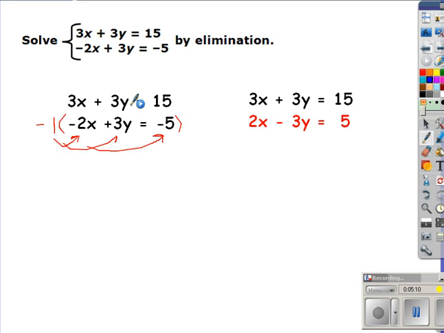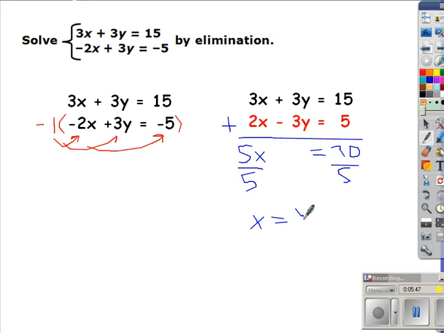And what that ended up doing for me is when I add these together, 3x plus 2x ends up equaling 5x. 3y minus 3y, well, that's 0. Now I've eliminated one of my variables. So by multiplying by negative 1, I've changed that second equation. I've manipulated it so that I could eliminate those y variables. Equals 15 plus 5 ends up equaling 20. Now I can solve for x. So I divide both sides by 5, and x ends up equaling 4.